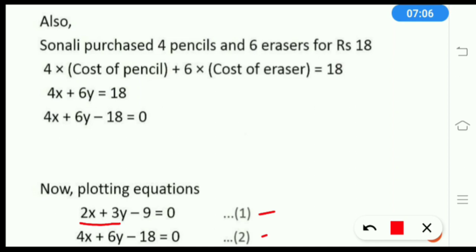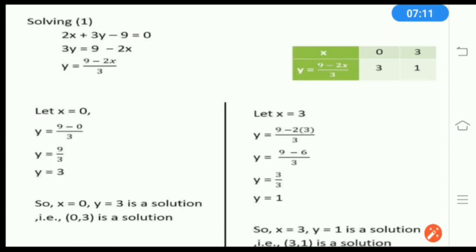Clear? So first one is solving equation 1, that means twice x plus thrice y minus 9 equals to 0. So thrice y equal to 9 minus twice x, so y equal to (9 minus twice x) divided by 3. Clear? So now if we take x equals to 0, that means (9 minus 0) divided by 3, that means y equal to 3.